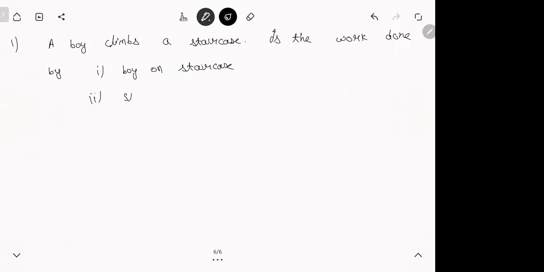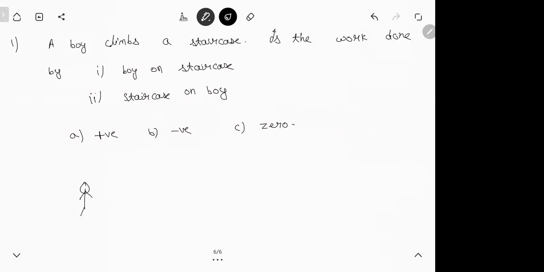A boy climbs a staircase. Is the work done by the boy on the staircase, and by the staircase on the boy, positive, negative, or 0? So basically what is happening, I'll explain the question.